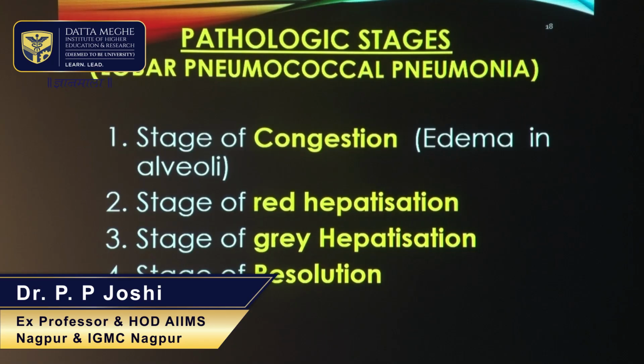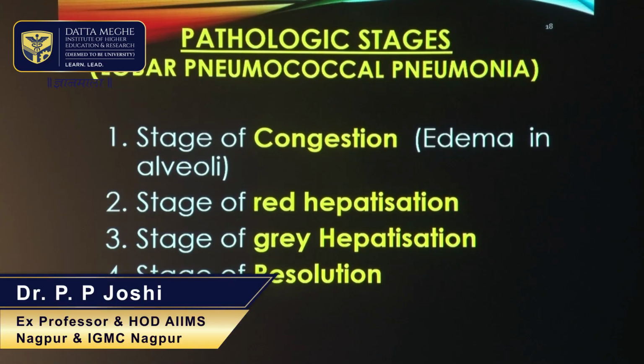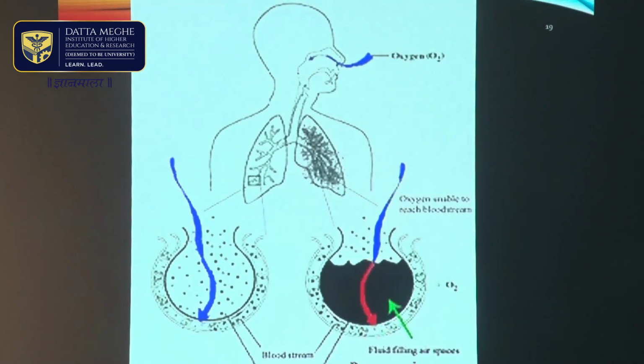There are 4 pathological stages of pneumonia, and this will be taught to you in pathology as well. First is the stage of congestion, where there is edema in the alveoli and congestion of a particular part of the lung. This leads to extravasation of RBCs, and that leads to red hepatization, where the lung becomes solidified. Then comes gray hepatization, and then there is a stage of resolution. So, congestion, red hepatization, gray hepatization, and resolution are the pathological stages.